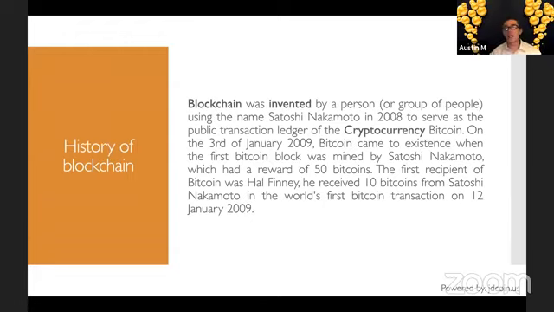But on the 3rd of January 2009, Bitcoin came into existence when the very first Bitcoin block was mined by Satoshi, which had the reward of 50 Bitcoins. The first recipient of Bitcoin was Hal Finney. He received 10 Bitcoins from Satoshi Nakamoto in the very first Bitcoin transaction, which was on the 12th of January 2009.